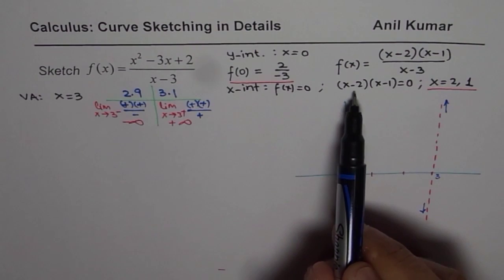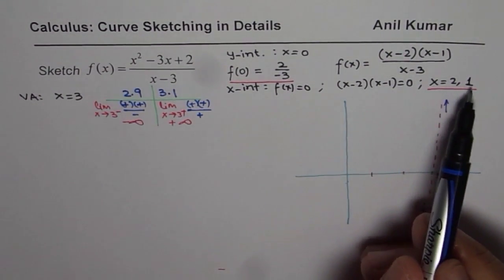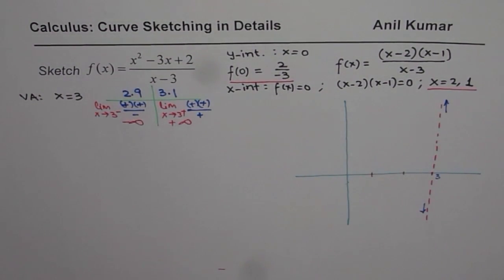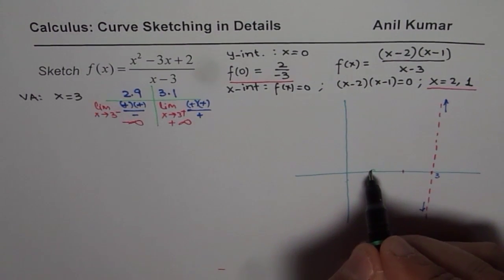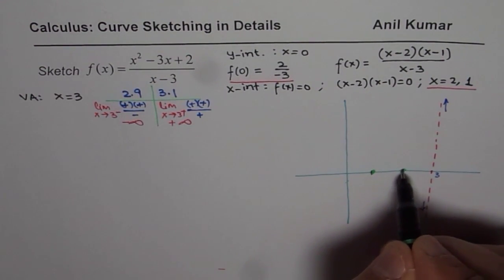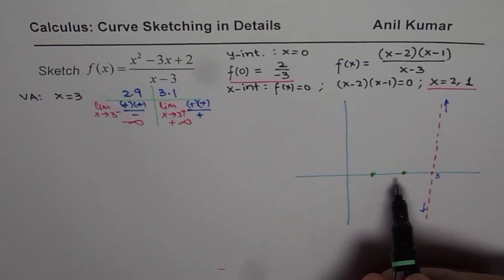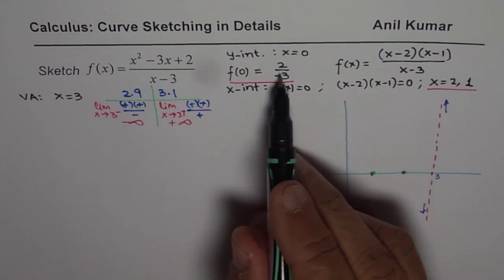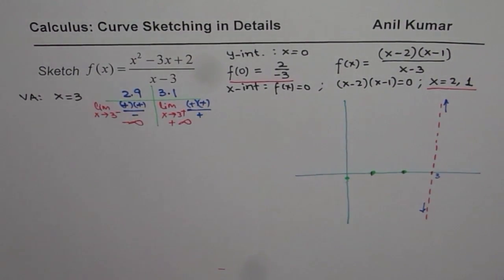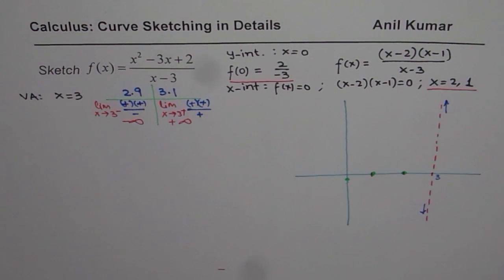We have x-intercepts at 2 and 1, so we can mark those as points. I'll put them lightly with a different color here, right? So these are my x-intercepts, and let us say that we have a y-intercept, which is somewhere here, right? So that is my y-intercept. So these are the things which we have calculated so far.